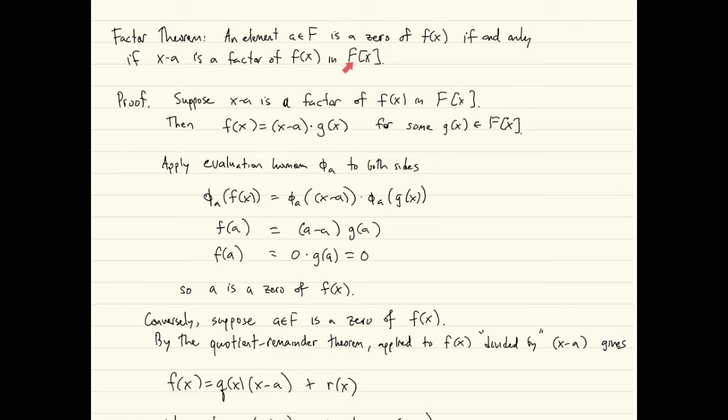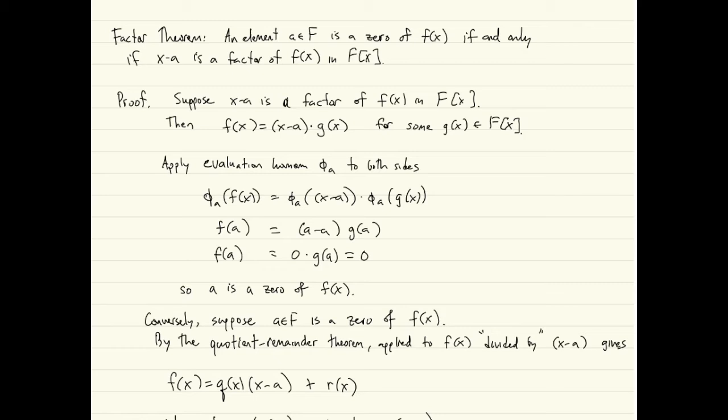In our ring F adjoint x, a is a zero of f(x) if and only if x minus a is a factor of f(x) in this polynomial ring. What does this mean? Well, let's go to the proof and we'll explain what it means. So this is an if and only if statement, so there are two directions to prove.